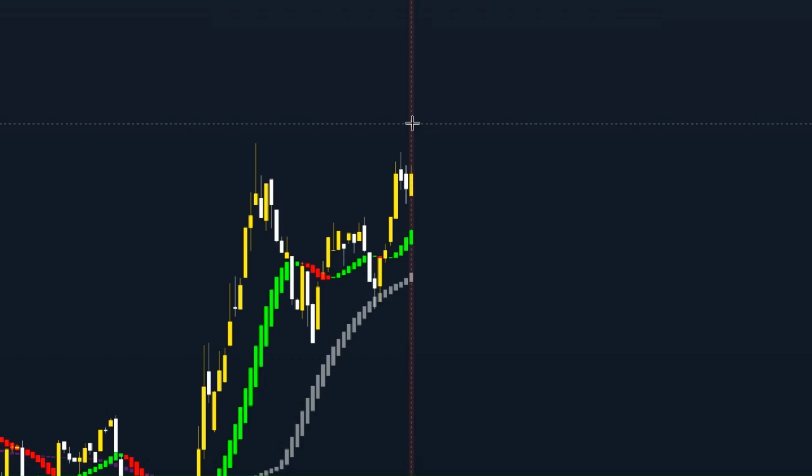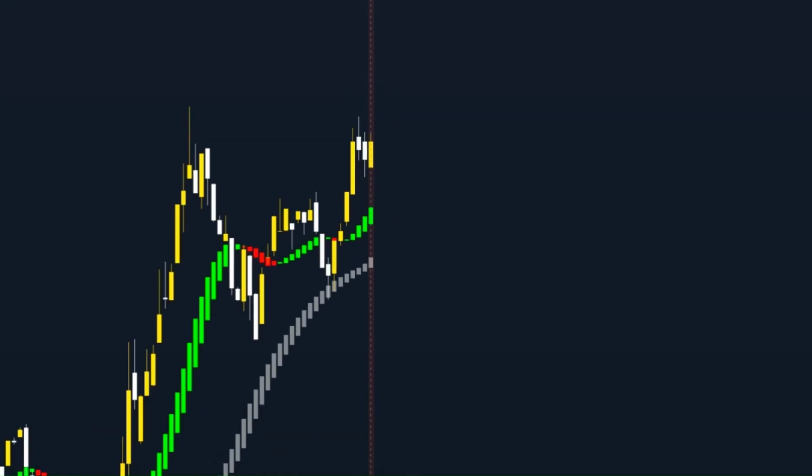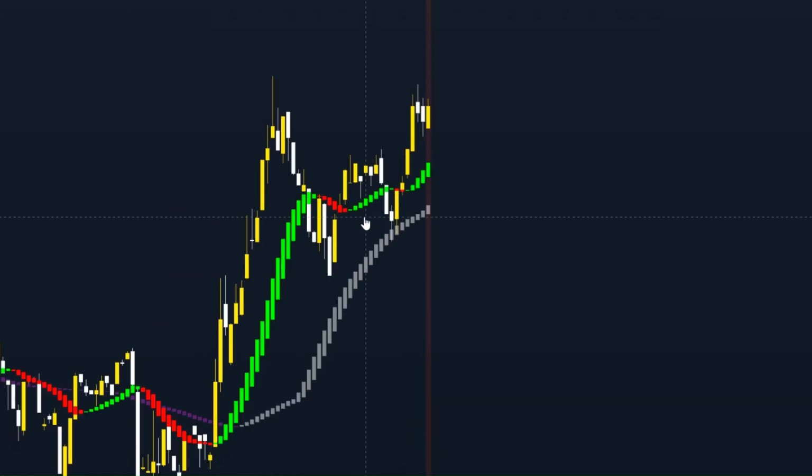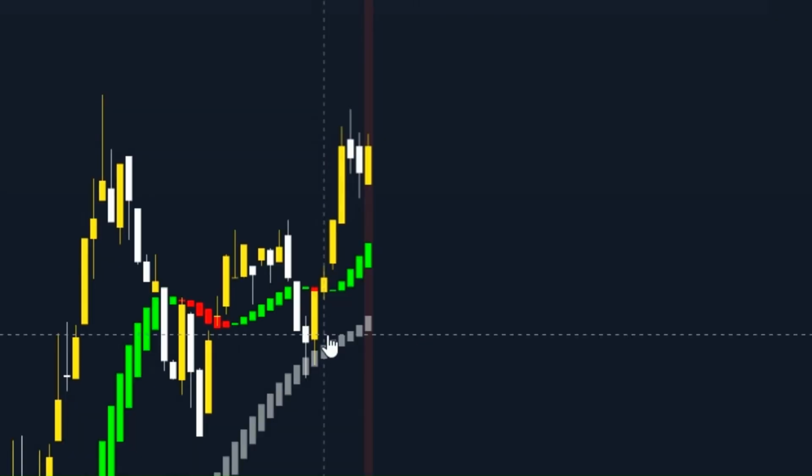So as we can see right here, this red line indicates that the New York session has now started, so we can start looking for entries. Currently the green Heikin Ashi is above the white, which means we're in an uptrend, but we will not be taking trades as our entry trigger has not confirmed yet.